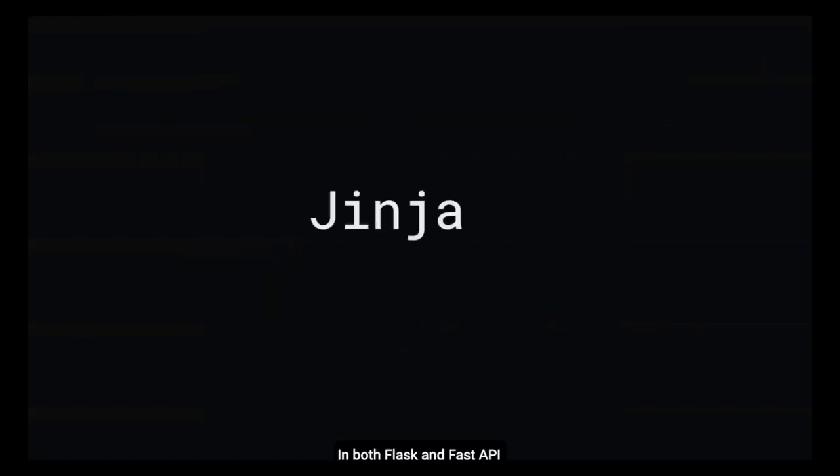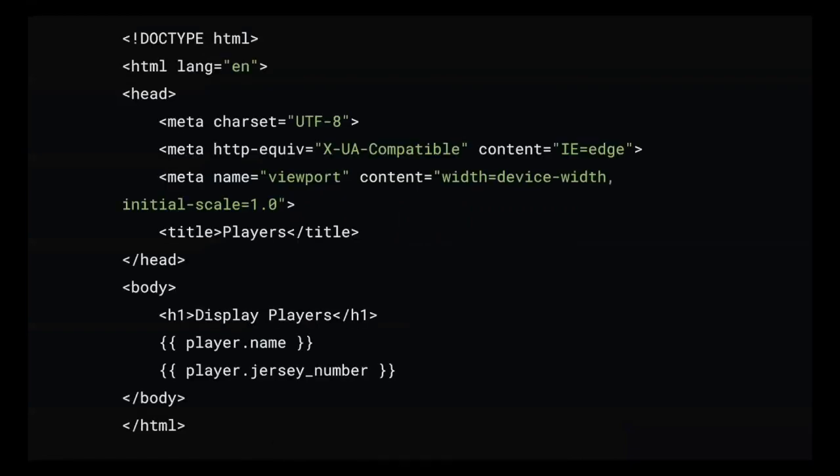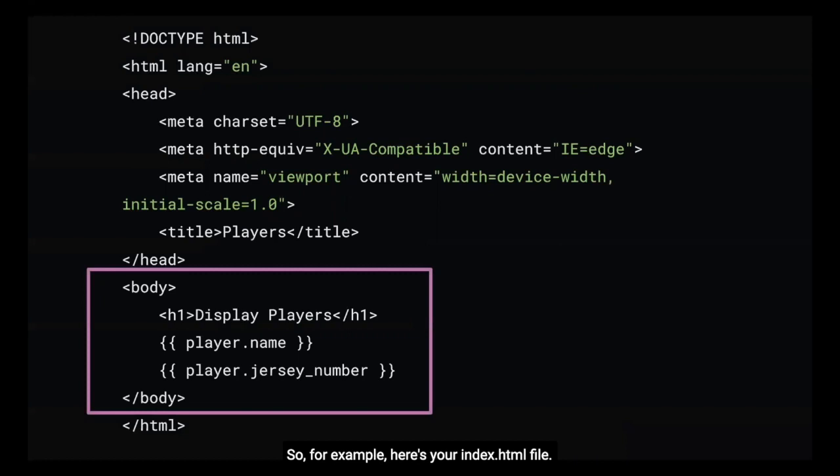In both Flask and FastAPI, you have to use Jinja. Okay, it's a templating language to display your variables in HTML. And Jinja is a templating engine that allows you to write code similar to Python to display that HTML. And here's an example of what that looks like. So, for example, here's your index.html file. To display variables in Jinja, you have to surround the variable with double curly braces, like so.